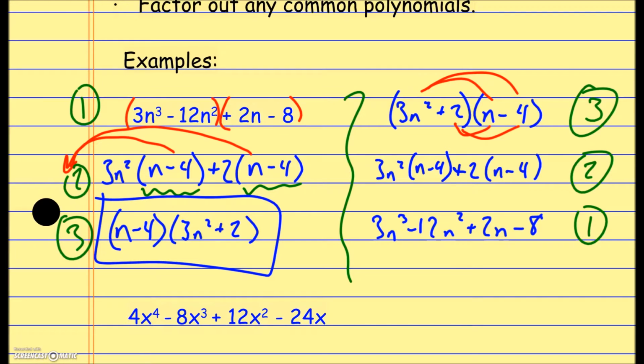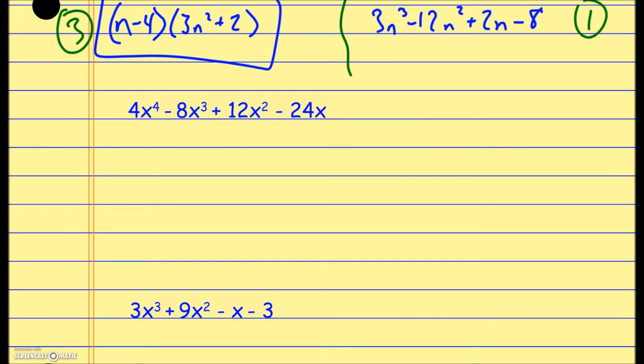If I take a look at the next one and approach it the same way, again, I'm going to group these. I group the first 2 together and the second 2 together. Out of the first 2, I can factor out a 4x cubed, so that leaves me with an x minus 2. Out of the second group, it looks like I can factor out a positive 12x, so I write a plus 12x. Again, that leaves me with an x minus 2.